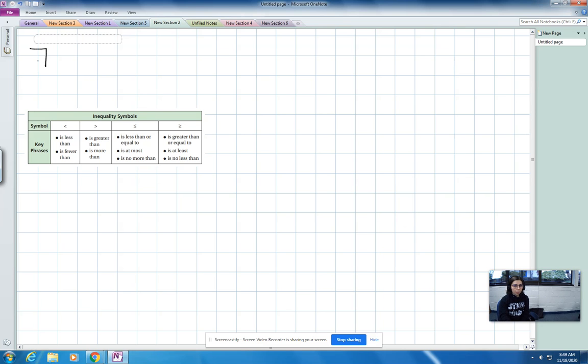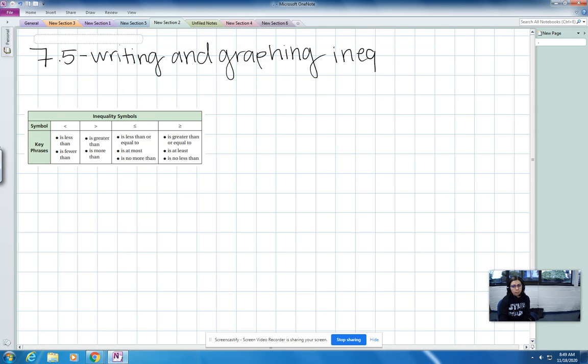So the name of our section today is 7.5, Writing and Graphing Inequalities. So inequalities are things that don't have equal signs but have other symbols like a greater than symbol or less than symbol. Our learning target is I can write and graph inequalities.